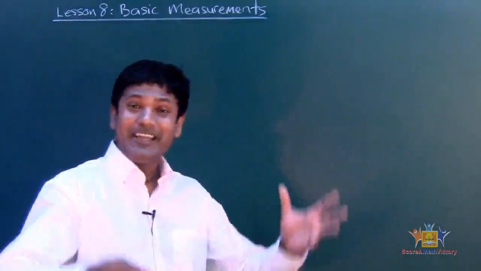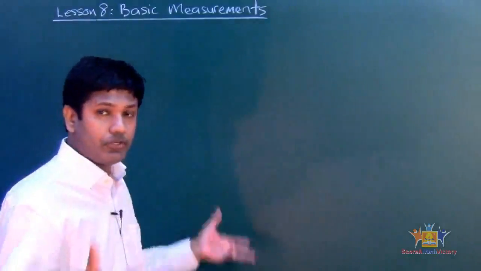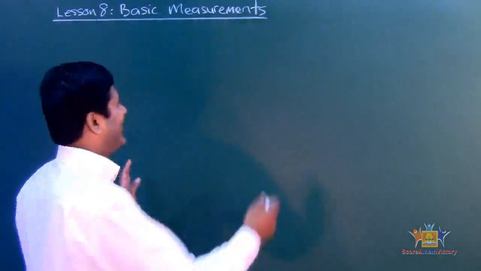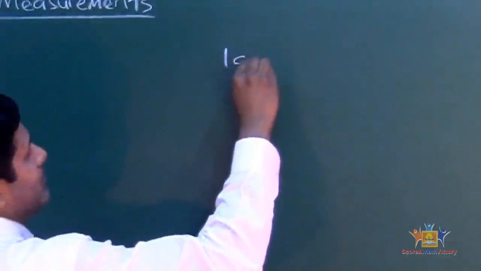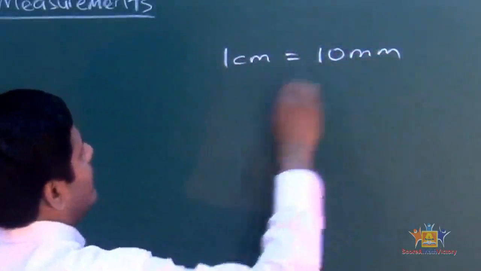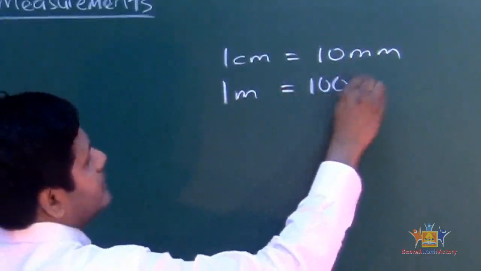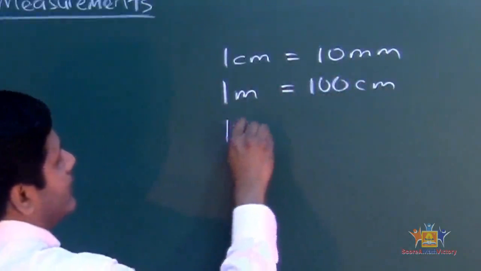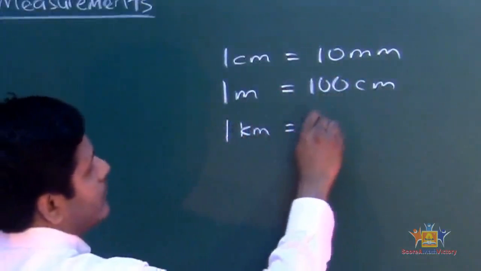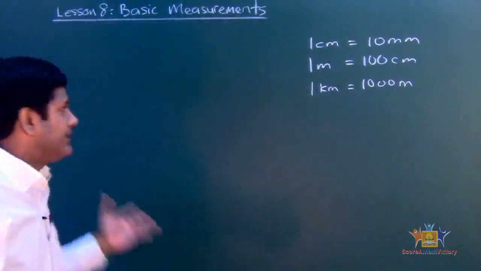Alright, my dear students, now first let's write down all the units. I'm sure you already memorized it by now. So 1 centimeter equals how many millimeters? 10 millimeters. 1 meter equals how many centimeters? 100 centimeters. And 1 kilometer equals how many meters? 1,000 meters.